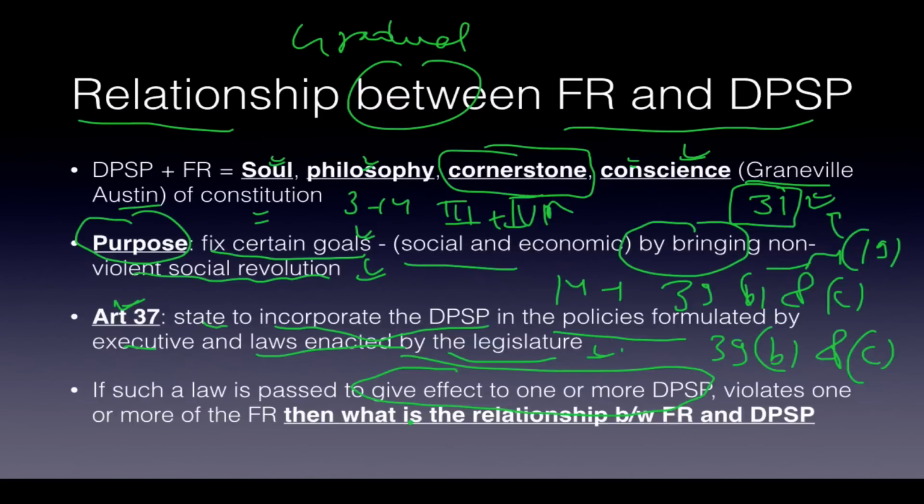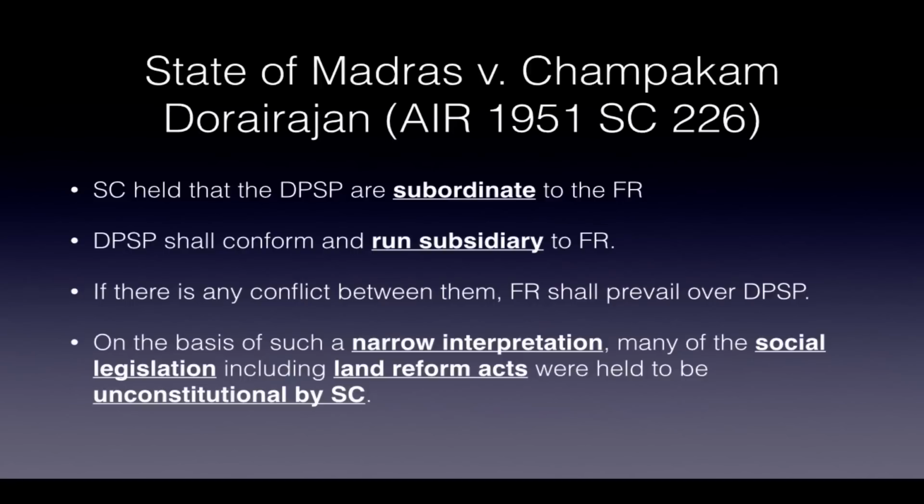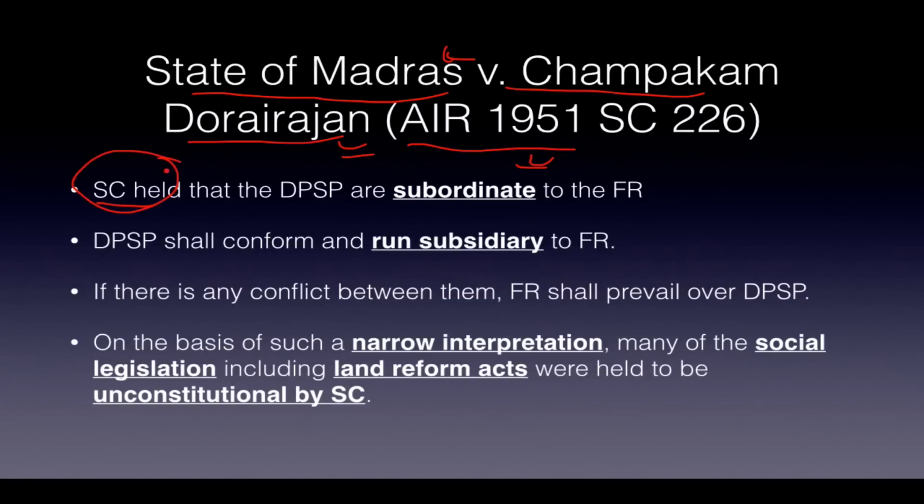So if there is a conflict, then what is the relationship between FR and DPSP? Who will rule who? This was the question which was asked in 1951, just 1 year after our constitution came into being. So it was asked in State of Madras versus Champakam Dorairajan case, AIR 1951. Honorable Supreme Court held that DPSP are subordinate to the fundamental rights. In absolutely clear language, they shall conform and run subsidiary to fundamental rights, and if there is any conflict between them, fundamental rights shall prevail over DPSP.